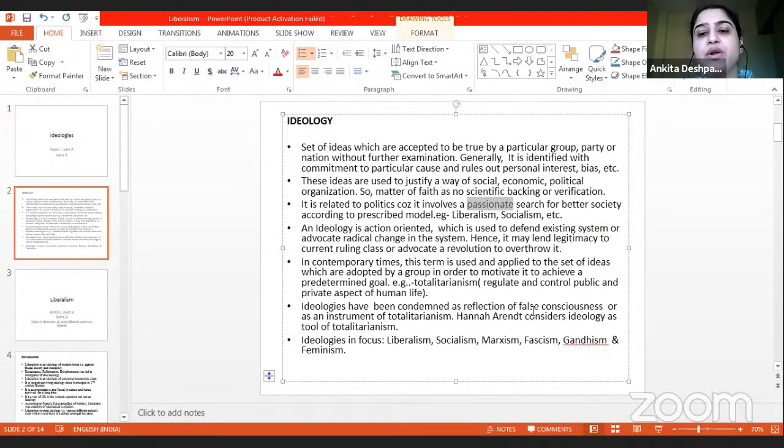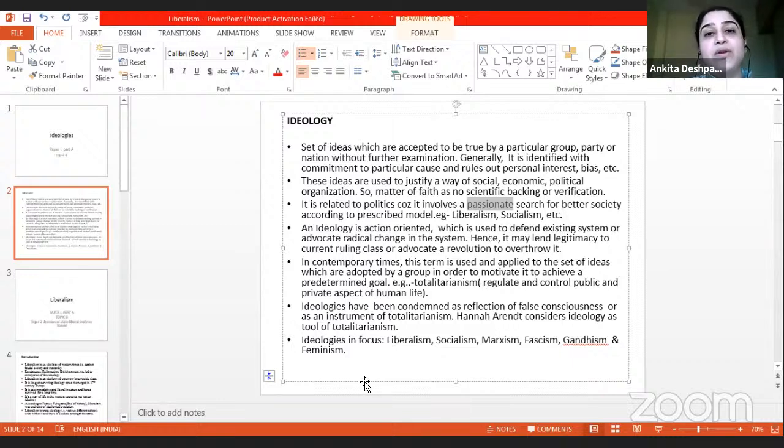It can lead to false consciousness, and can also become an instrument of totalitarianism, because these people absolutely believe that whatever we are speaking about, whatever set of ideas we are talking about are truthful, and they are the only ones that can establish a new society, either defend an existing society or overthrow and create a new society. So basically it can relate to false consciousness. It may not always be true because it is a belief system, and it has no verification or scientific backing.